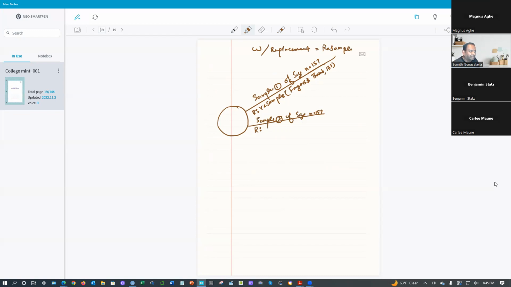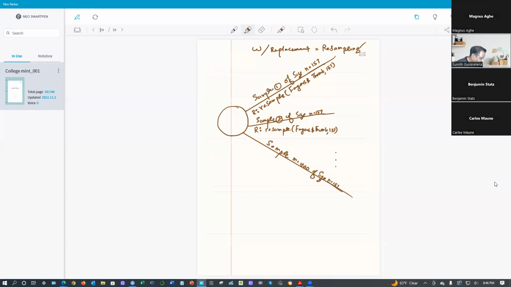Resampling means sampling with replacement. You can say resample fingers dollar sign thumb, size 157. You keep doing this how many times? Let's say 1,000 times. Can you remember I used to call this m equals 1,000 samples of size n equals 157?